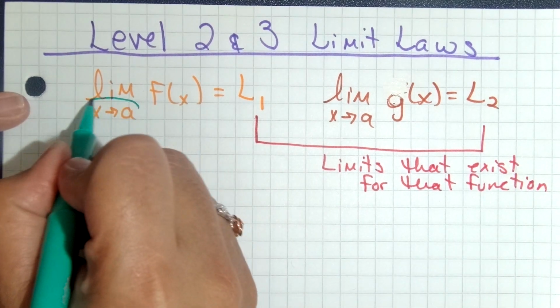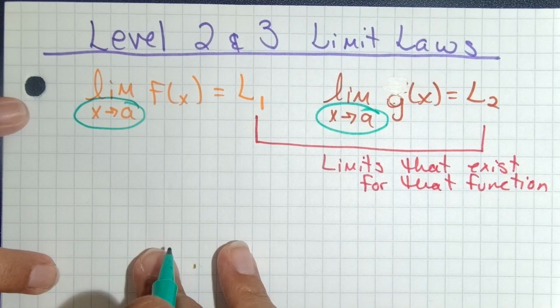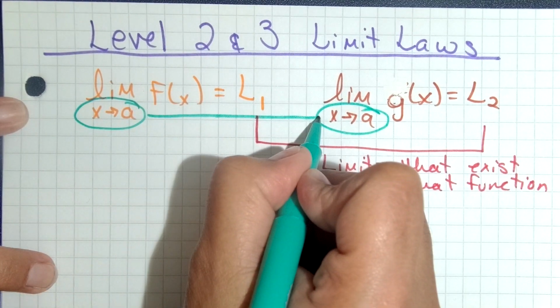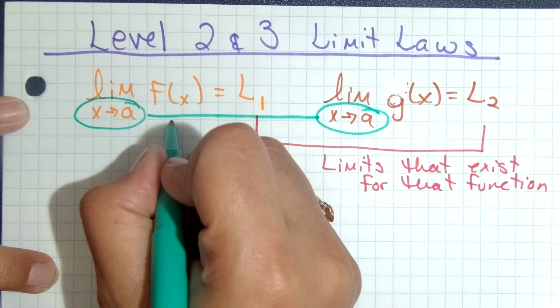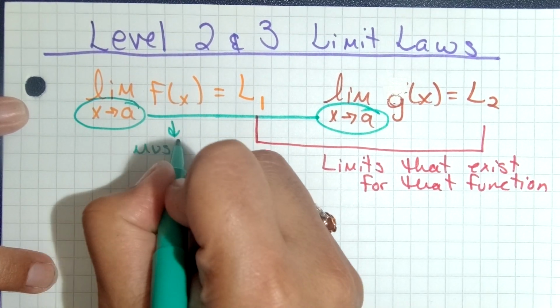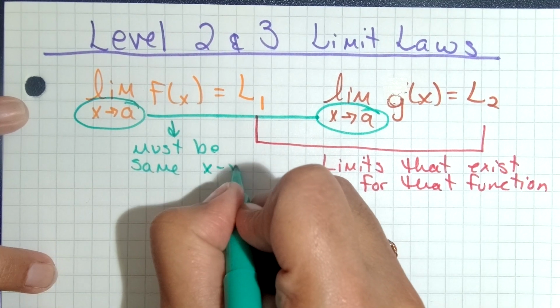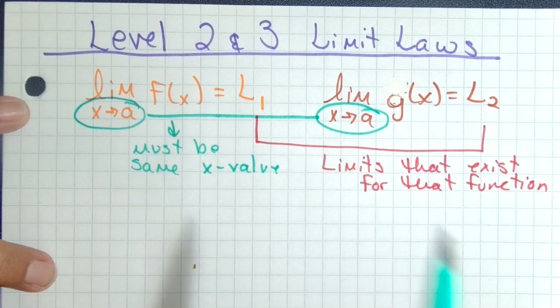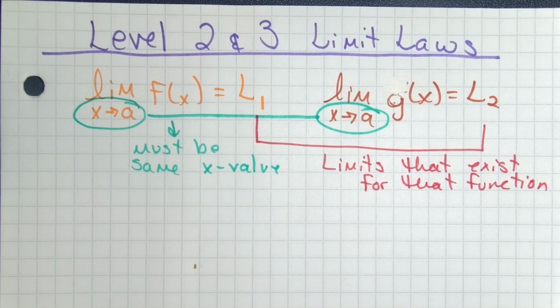And the other thing that needs to happen in order for us to use these laws is that these two a's, these two x values, have to be the same. If one says 6 and one says -1, you cannot use it. Okay? If one says 6 and one says -1, you cannot use it.